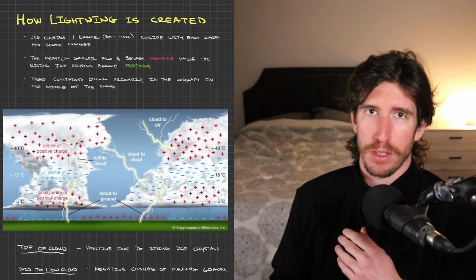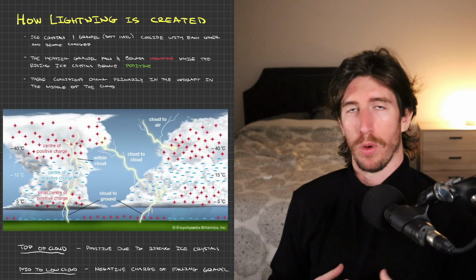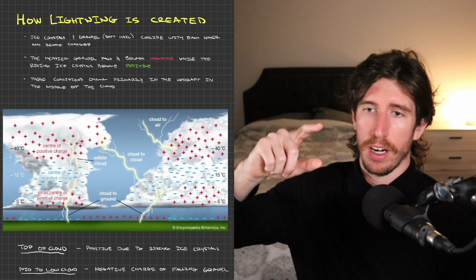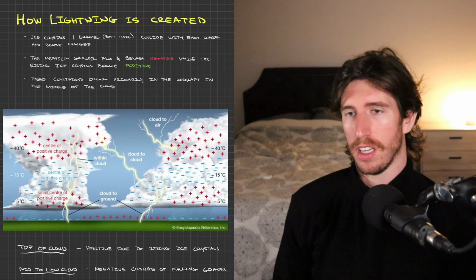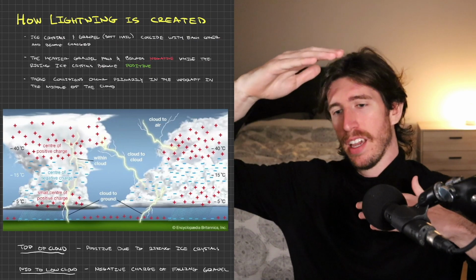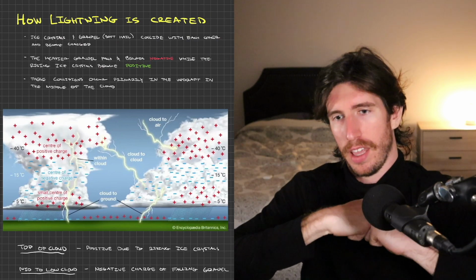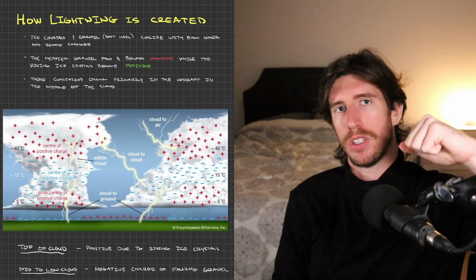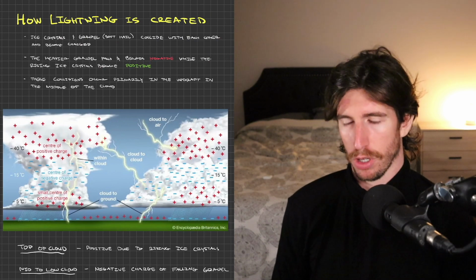Due to the currents in the atmosphere and within the clouds themselves, the smaller ice crystals can ride the updraft, which is an upcurrent of air, since they're lighter, while the heavier graupel crystals are falling down towards the bottom of the cloud. As this is happening, the two particles are colliding and bumping off each other, and in that collision they become charged. The ice crystals get the positive charge, and the graupel falling towards the bottom of the cloud gets a negative charge.